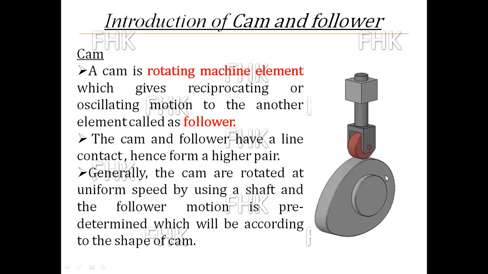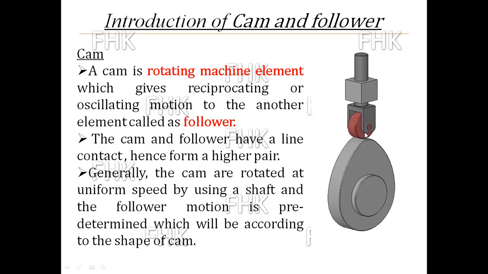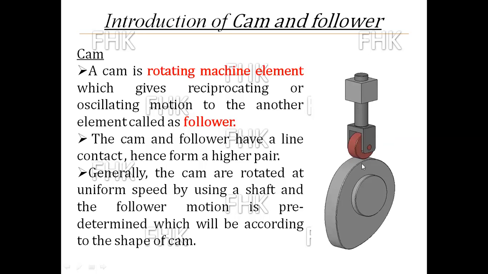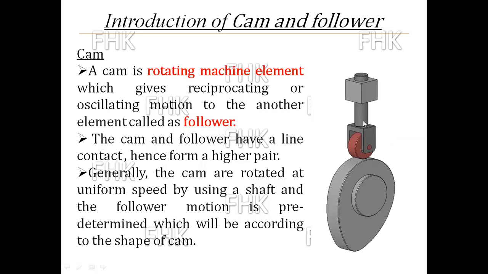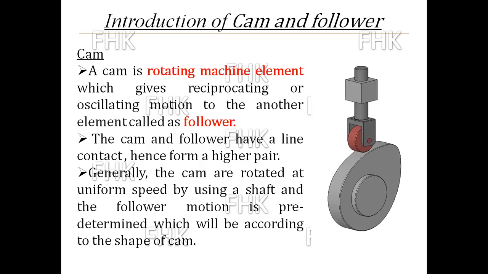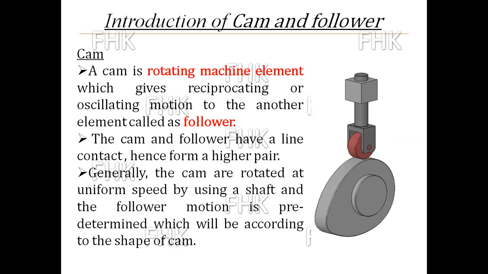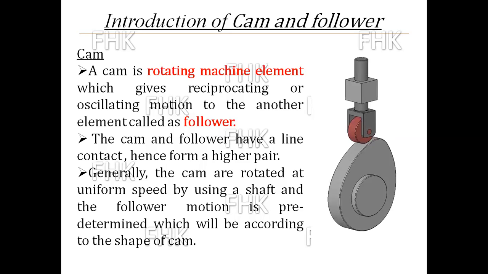And due to that geometry, the other member is reciprocating and getting motion. That member is called a follower. Due to the geometry, the follower gets different types of motion, like oscillating motion and reciprocating motion. The cam and follower have a line contact, hence they form a higher pair.